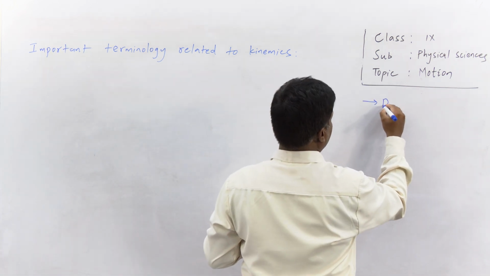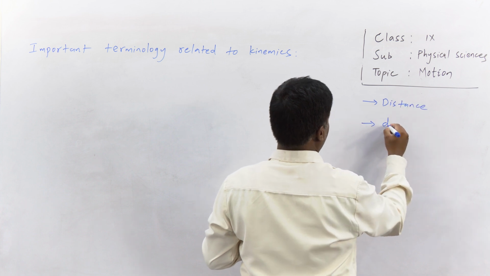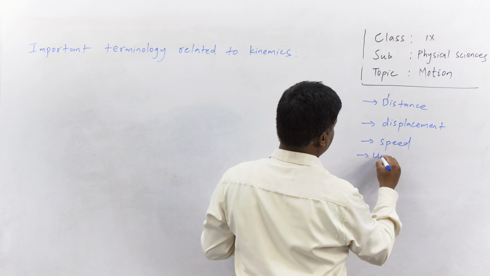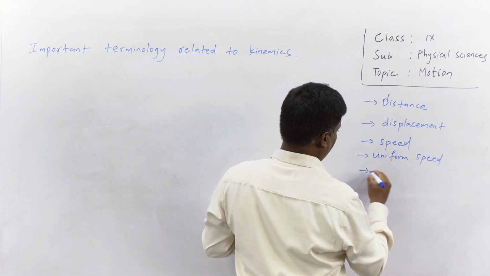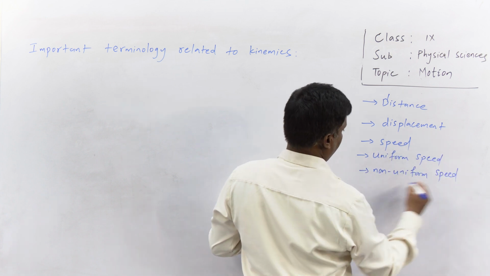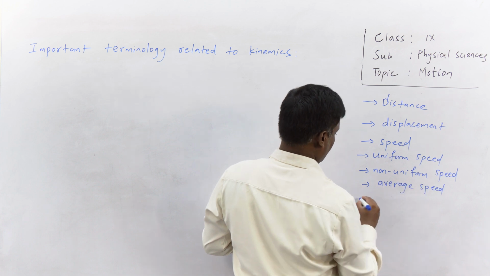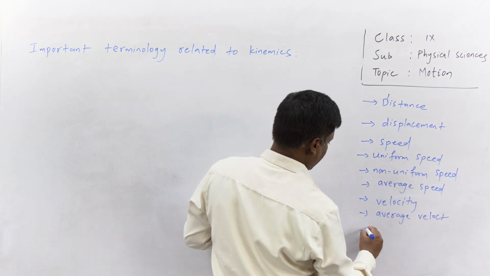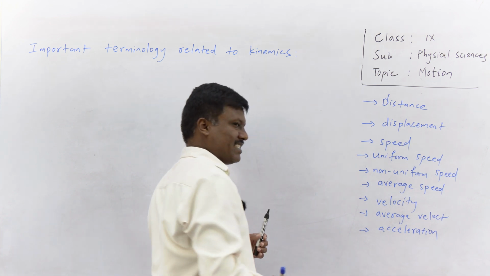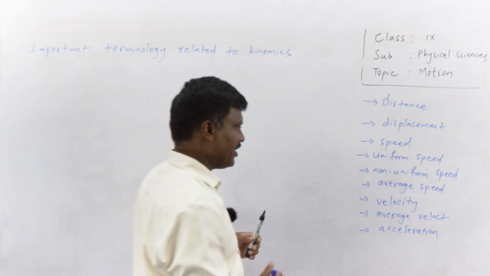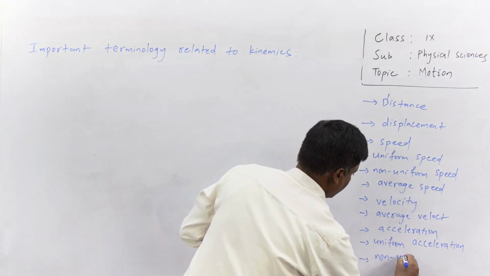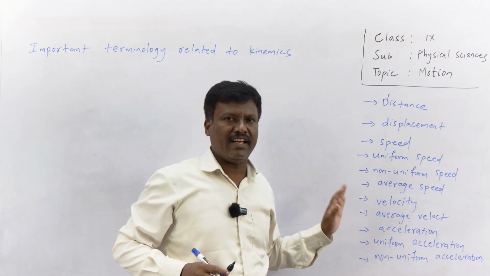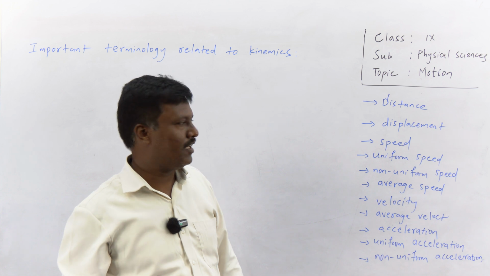One is distance, the other one is displacement, next speed, after that uniform speed, next non-uniform speed, after that average speed, velocity, average velocity, acceleration, uniform acceleration, non-uniform acceleration. These are the important terminology which we have in this chapter, right?